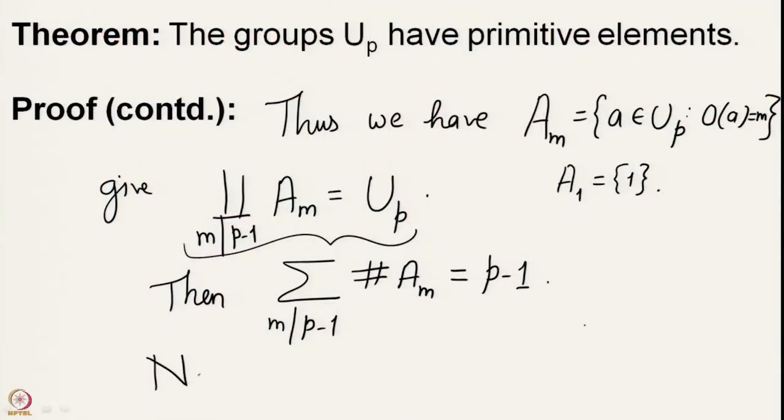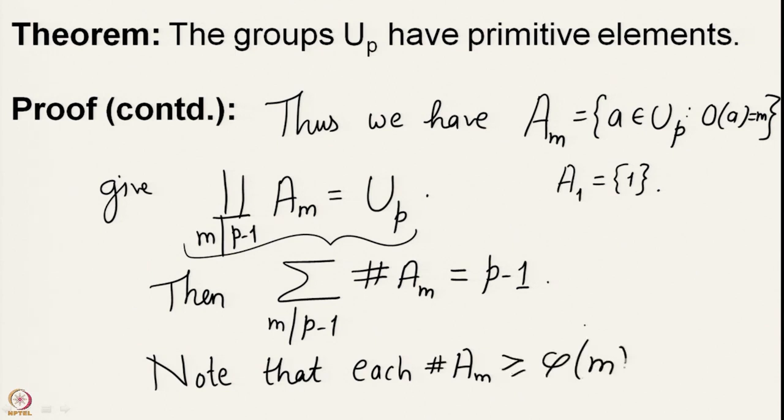Now, what we have further is the following thing. Note that each A m has cardinality bigger than or equal to phi m. Why do I say this? This is because when you take a particular m and you take an element of order m, we are looking at, so this is true whenever A m is non-empty.